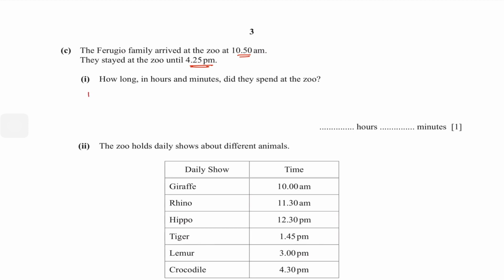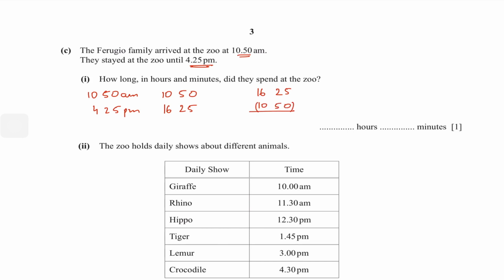So as far as 10:50 AM is concerned, in 24-hour clock it will look the same, and we'll just remove the AM part. But as far as 4:25 PM is concerned, in 24-hour clock, we're going to add 12 to it. So adding 12 to 425 is going to give us 1625. So theoretically what we have to do is take 1625, and from it subtract 1050.